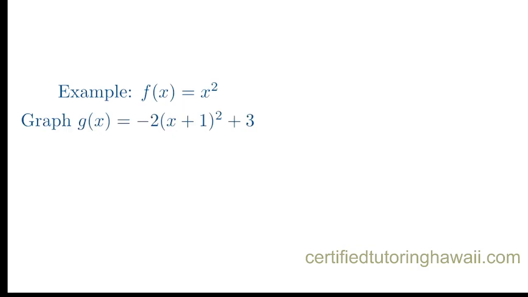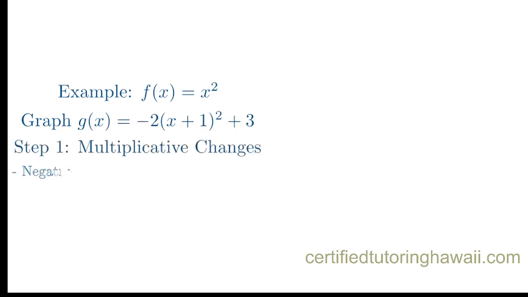Let's work through an example using the quadratic parent function, f of x equals x squared. We want to graph g of x equals negative 2 times the quantity x plus 1 squared, plus 3. That's a lot of things happening at once. Let's break it down step by step using our order of operations.